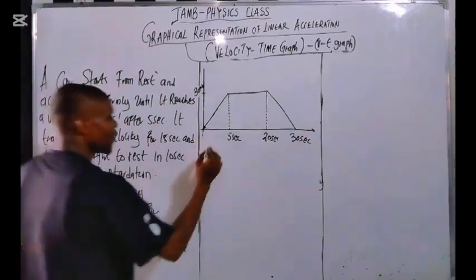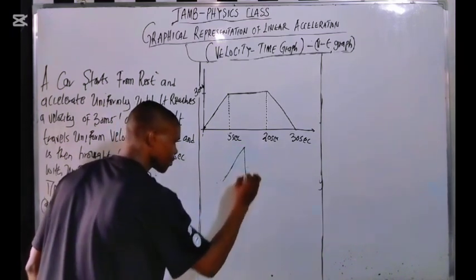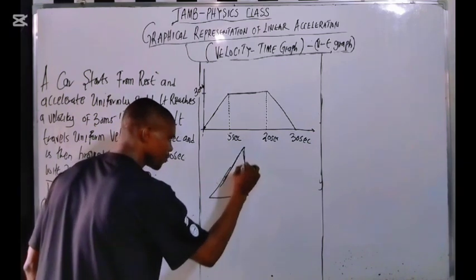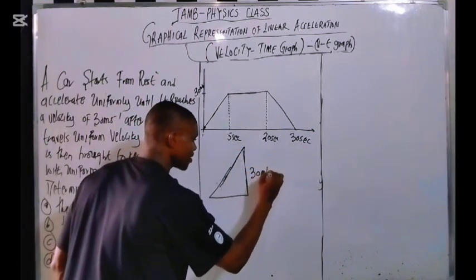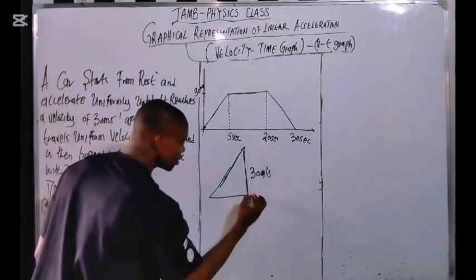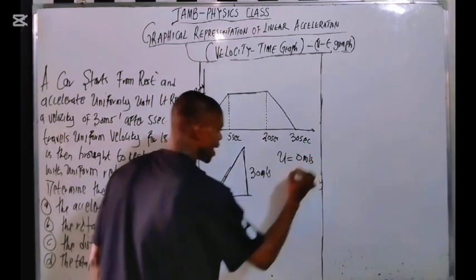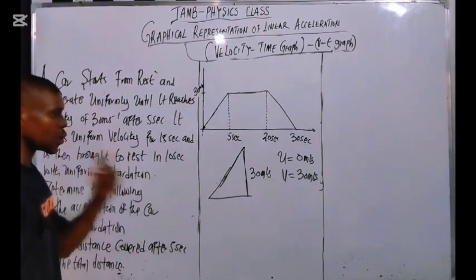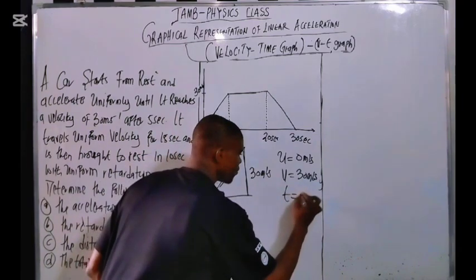Very easy. Let me draw this part out like this. This is the part I'm looking for. From here is 30 meters per second. Here we have my initial velocity, which is 0 meters per second. My final is 30 meters per second. My time from here to here is 5 seconds. So my t is 5 seconds.